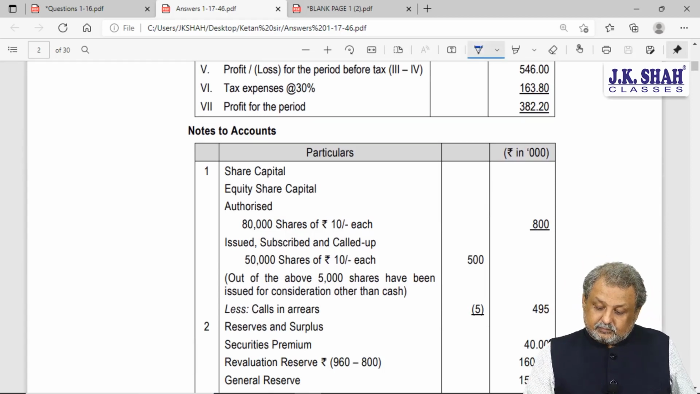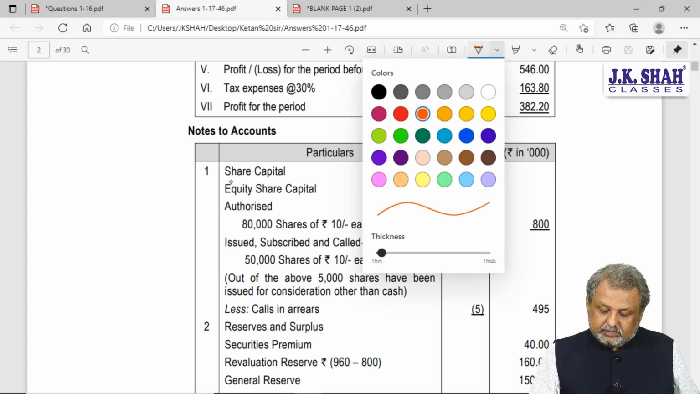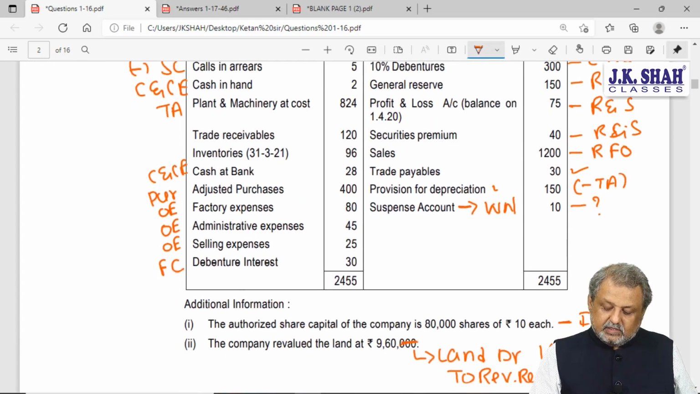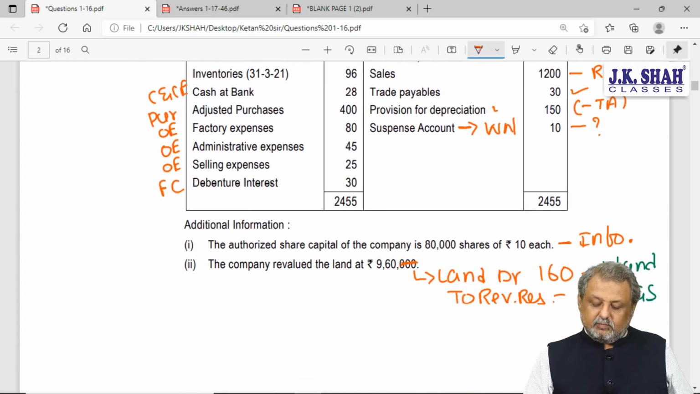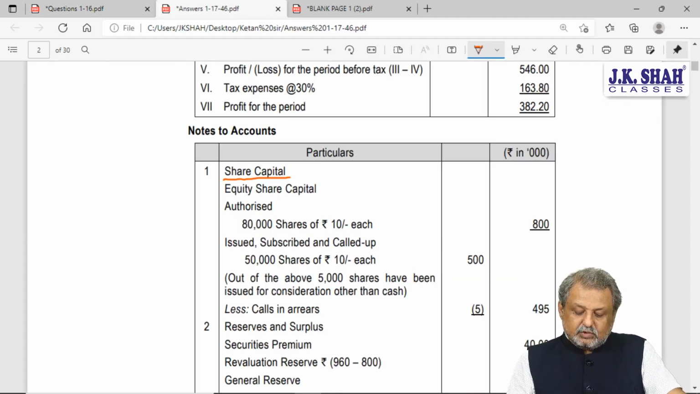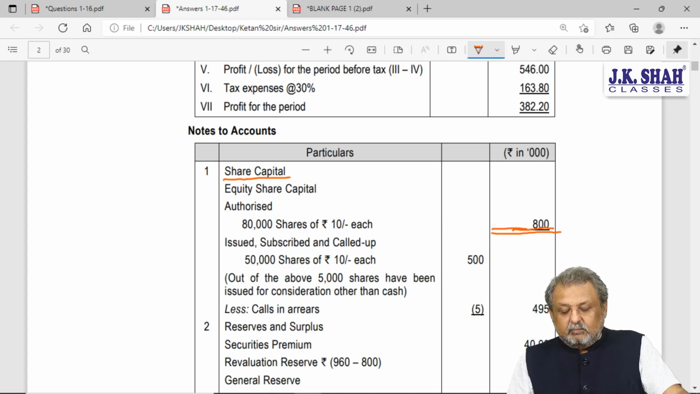Now note 1 share capital. In that, first you will be writing authorized capital, that is given in adjustment 1. Only information, authorized capital, only information. So only information you will write down 80,000 shares of 10 each. You will underline that twice. Remember, number of shares to be written fully, but the amount is in thousands. You need to give this heading. If you don't write this, your marks will be deducted.